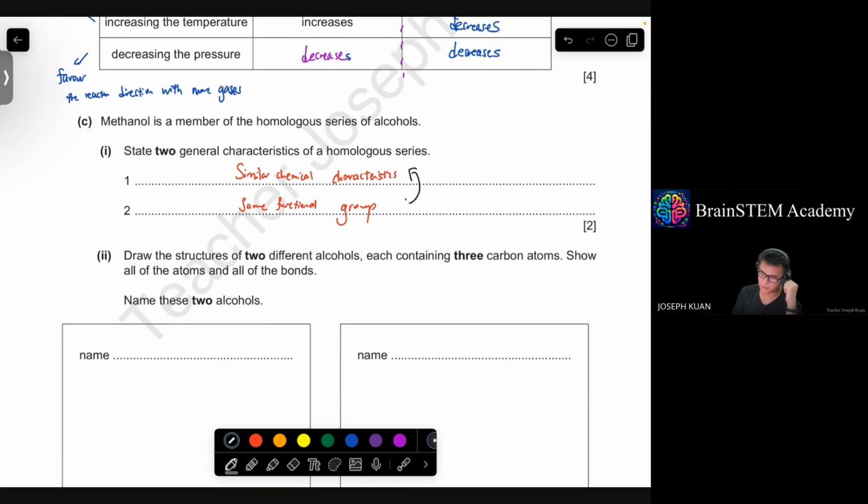You can also mention many other answers about homologous series. For example, they have the same general formula. They differ from one to another by a CH2, and they also show a trend in their physical states. The physical properties essentially vary and show trends along the homologous series. So there's many ways that you can establish this.